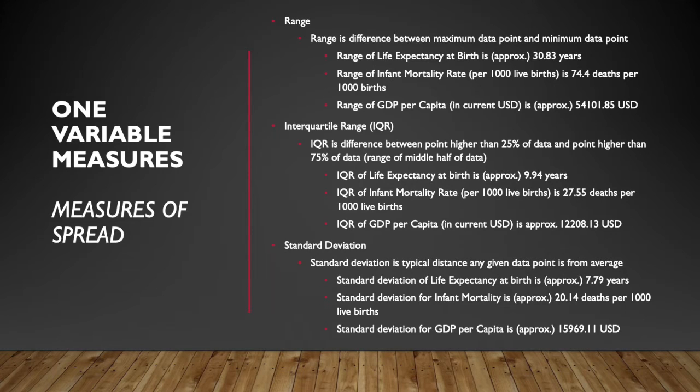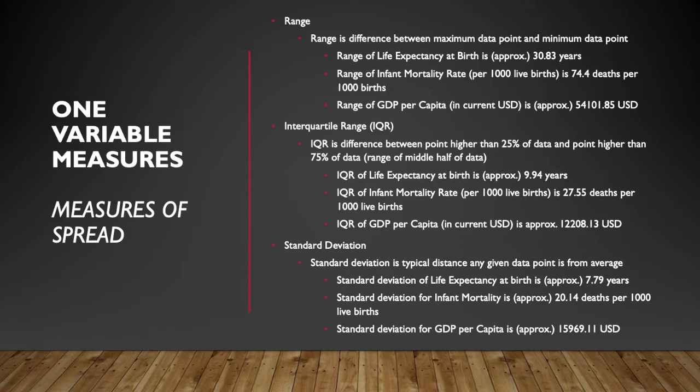In this case, the ranges of all three datasets are incredibly high. The spreads between the highest and lowest values for each variable are very large. The range of life expectancy at birth is approximately 30.83 years. The range of infant mortality rate per 1,000 live births is 74.4 deaths per 1,000 live births, and the range of GDP per capita in current US dollars is approximately $54,101 US dollars and 85 cents.